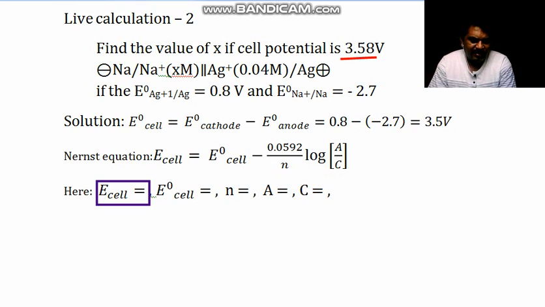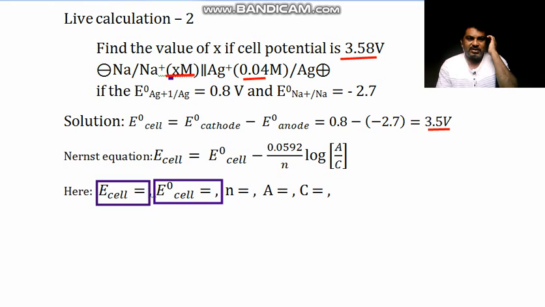Next, E degree cell. We have calculated E degree cell here. What is the value of E degree cell? 3.5 volt. So in place of E degree cell I have to write 3.5. Here N is 1, so N will be 1. Anode is given as x, which we have to find. So here x, and for the cathode we will use 0.04. Hope that you can understand this very nicely.